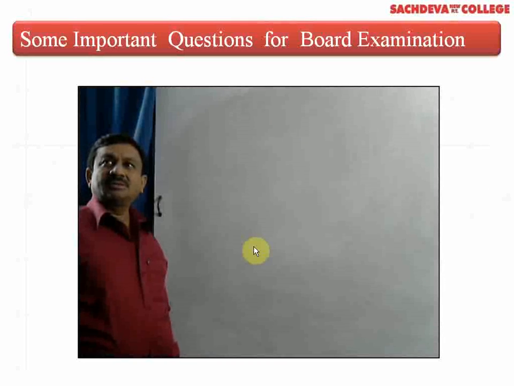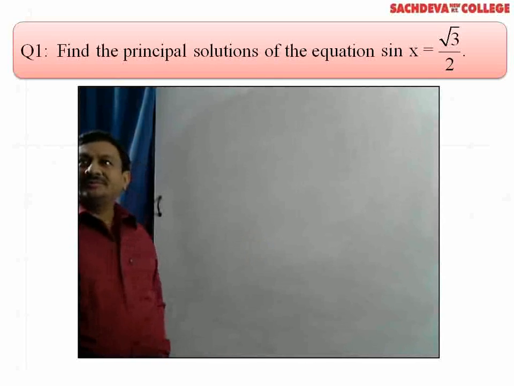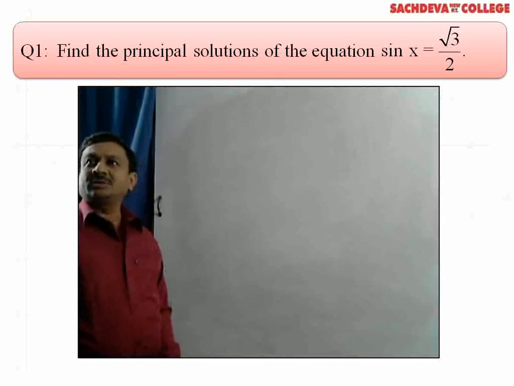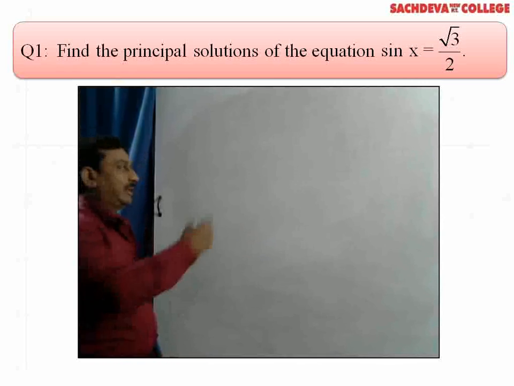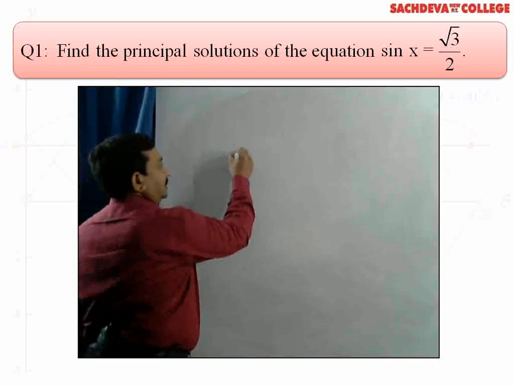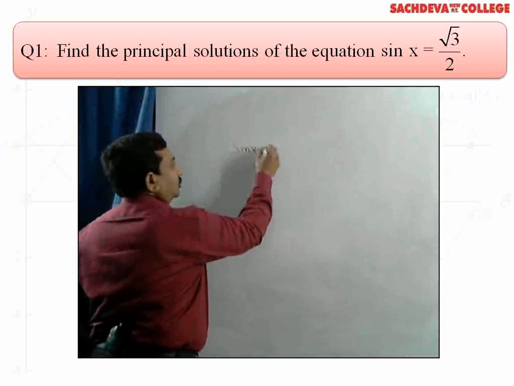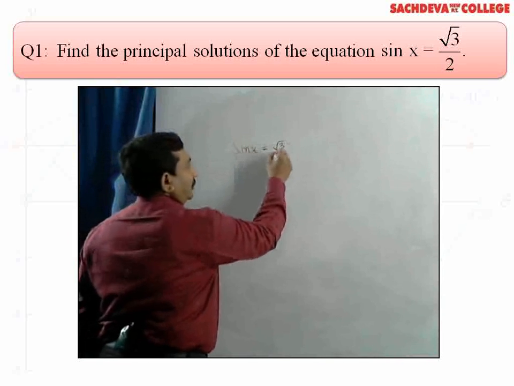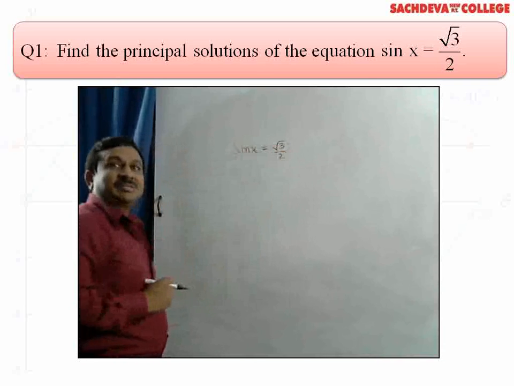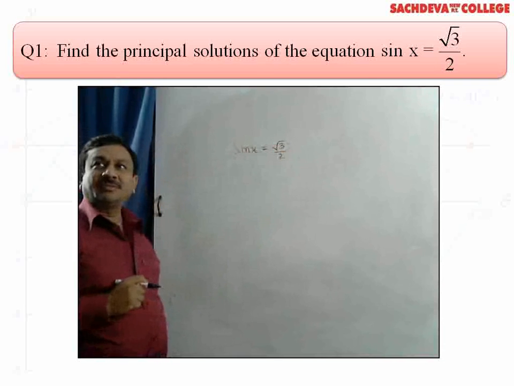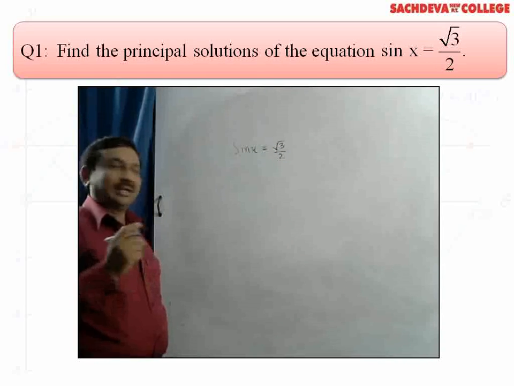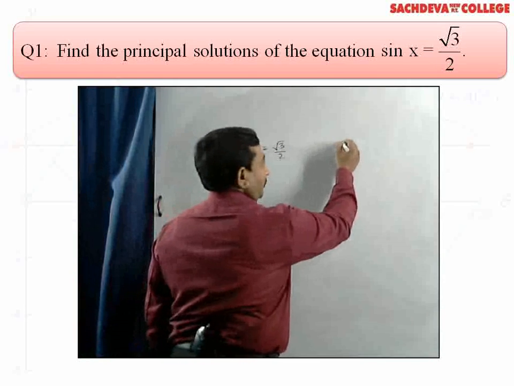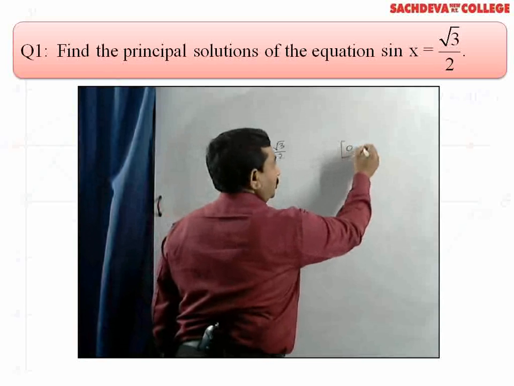Today we discuss some important questions for board examination. First, find the principal solution of the equation sin x is equal to root 3 by 2. We want to find the principal solution of this equation. We know that principal solutions lie between 0 to 2 pi.